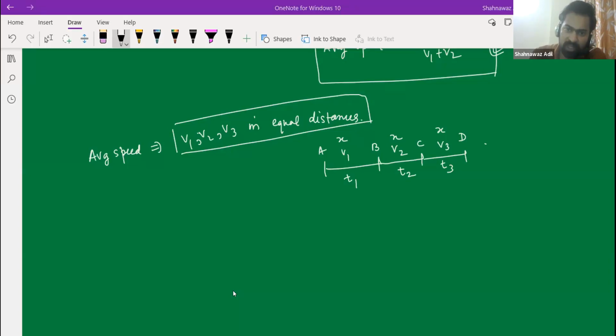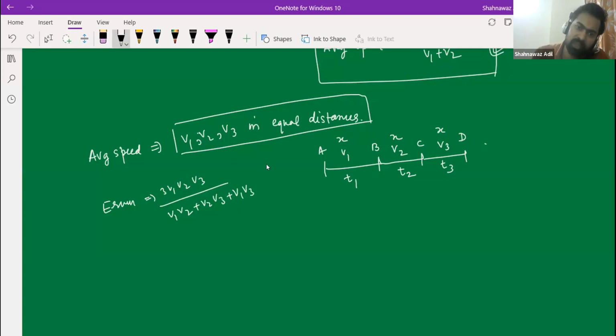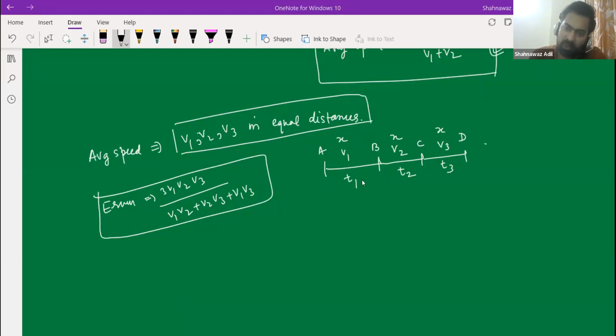Okay, so Eram is getting 3 V1, V2, V3 divided by V2, V3, V1, V3. Good. Okay, so Eram is getting 3 V1, V2, V3 divided by V1, V2 plus V2, V3 plus V1, V3. So this is what Eram is getting, right? So let's check that. So what would be the average?